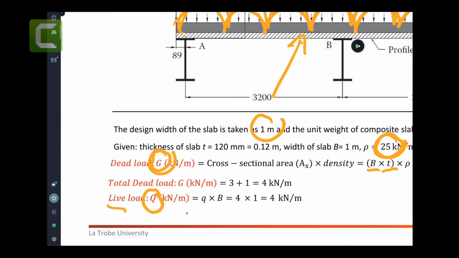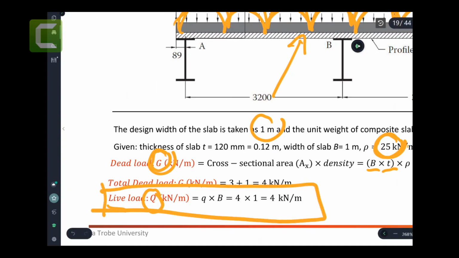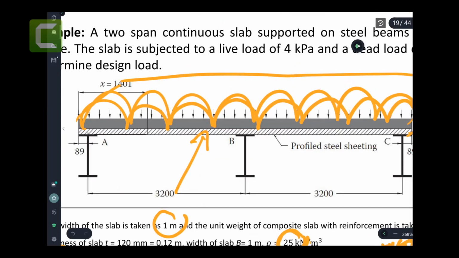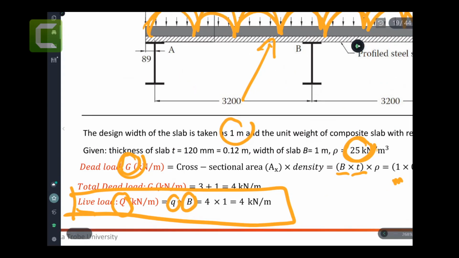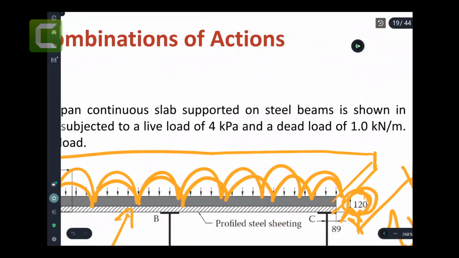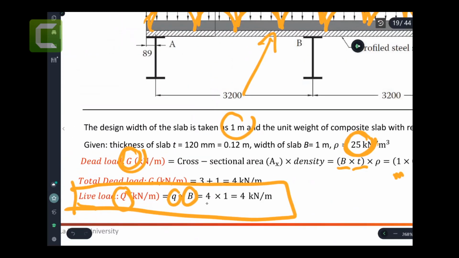What about live load? As I said to you before, it's just one line, right? You don't need to go through many steps. You just multiply the pressure by the 1 meter width, because the standard always gives you the pressure. In this case, if you read the question, they gave you the live load straight away. You don't even need to look at the standards. They said it's 4 kPa. So you simply multiply 4 kPa by 1, which is the width.